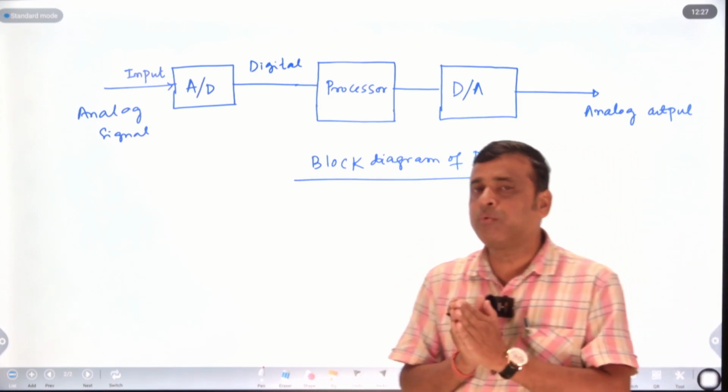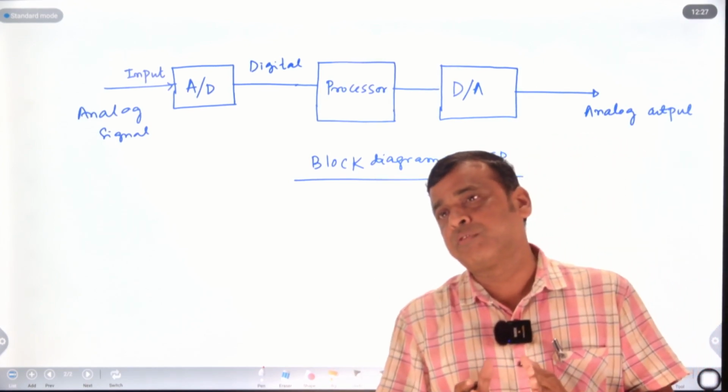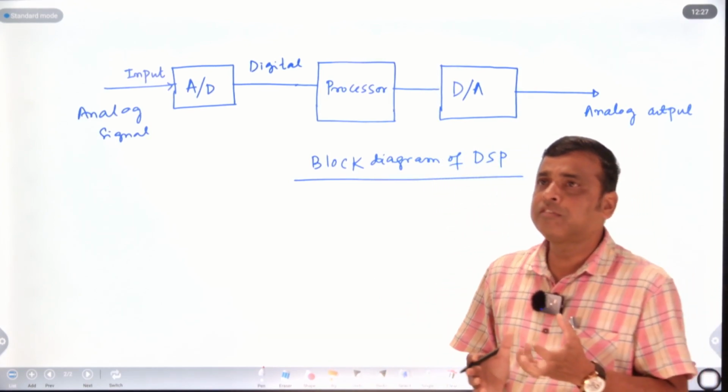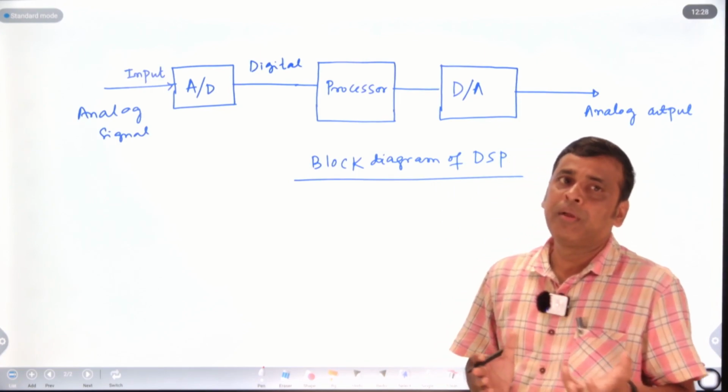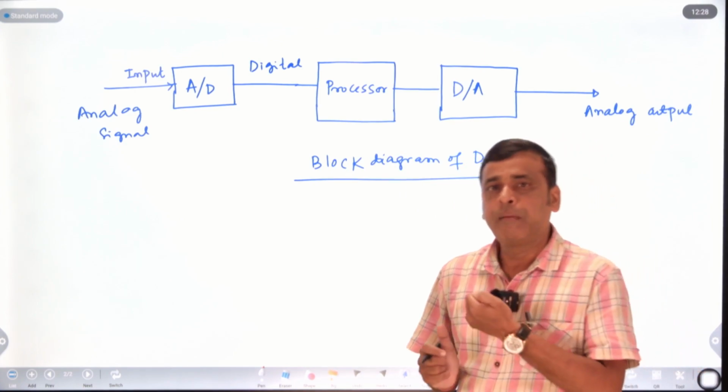If we combine these three words, we get digital signal processing. Digital signal processing means representing the signals in a discrete form and processing these signals. That's what we can say is digital signal processing.